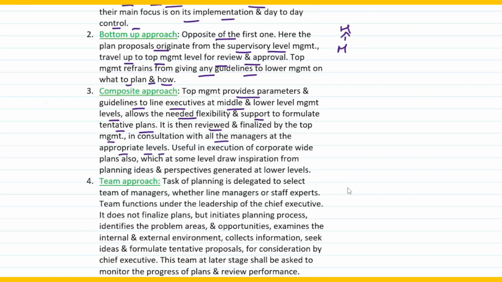Now, how does it help you? It is useful in execution of corporate-wide plans also, which at some level draw inspiration from planning ideas and perspective generated at lower levels. So what will happen is everyone will feel inclusive because the plans are made by middle and lower management, and the appraisal is done on a comprehensive level, taking into consideration all the departments. It's very likely that there will be a lot of acceptance as far as the composite approach is concerned, right?